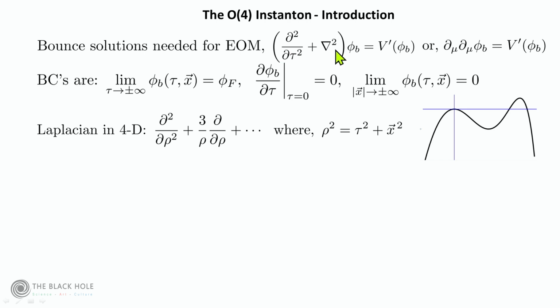Now the Laplacian in 4 dimensions can be written as a radial part and an angular part. But the angular part will not concern us. We will assume a spherical instanton in 4 dimensions, that is to say an O4 symmetric instanton, and you can ask why. The answer is that if you have variation, that variation costs you energy. And so the lowest energy situation is where you have spherical symmetry.